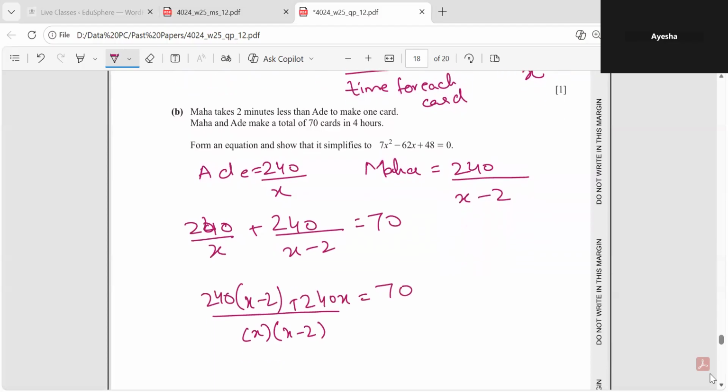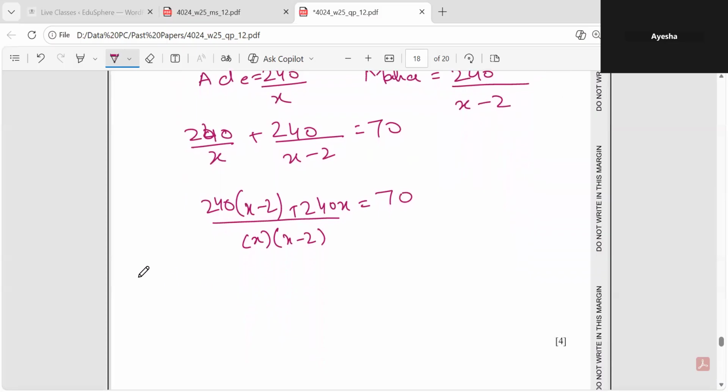Let's quickly find it out. So I'm going to use 240x minus 240 times 2, which is 480, plus 240x, is equal to 70 times x squared minus 2x.